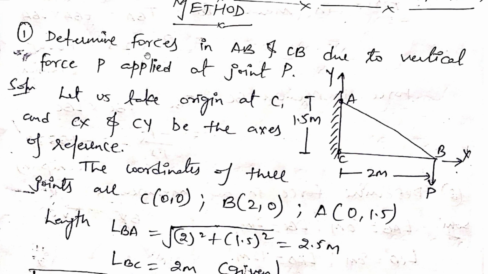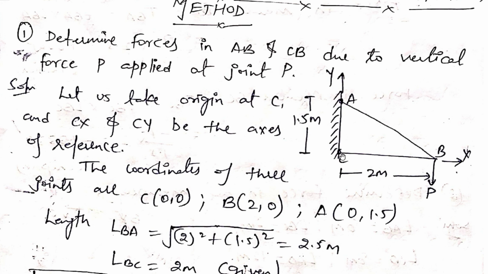Okay, so you have to determine the forces in AB and CB due to this vertical force P applied at joint B. So this is your member AB and this is your member CB. Okay, and due to this load at joint B, we need to find the forces in all the members AB and CB. So let's take origin at this C here, and Cx and Cy will be your axes of reference here, and the coordinates of three joints, that is your A, B, C, are.